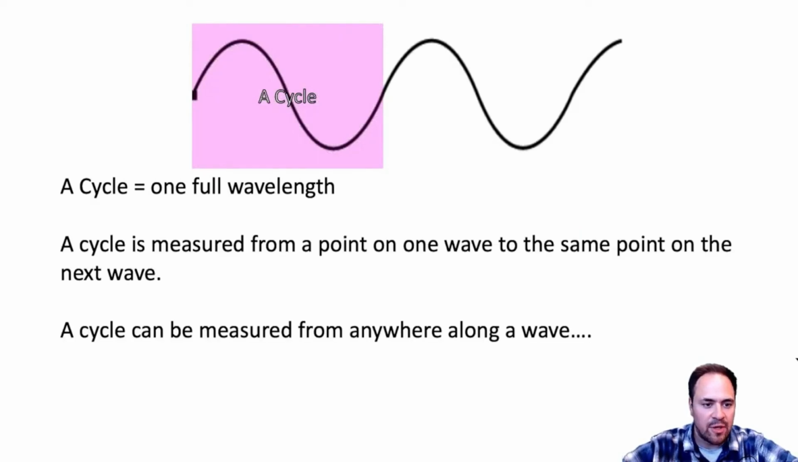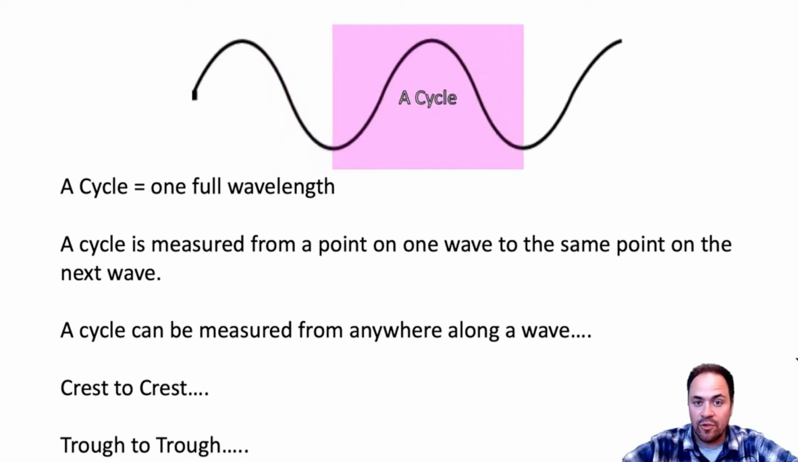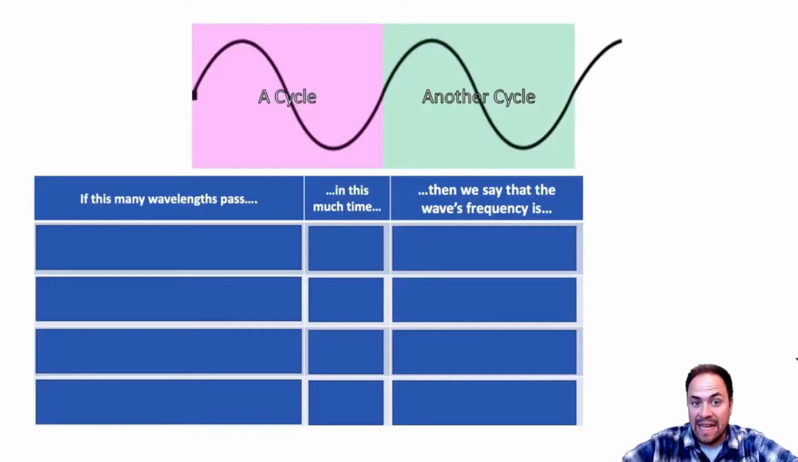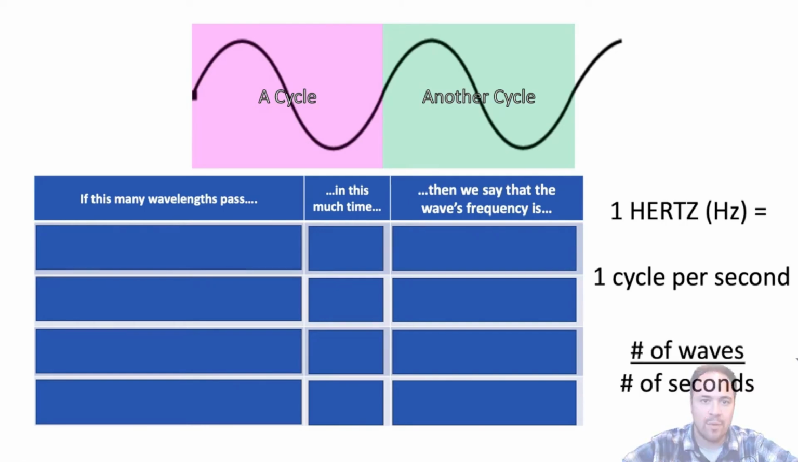And a cycle can be measured from a point on one wave to the same point on another wave. And so that means you would measure either from crest to crest, or you could measure from trough to trough, or really anywhere in between, as long as the 2 points that you pick are the same points on each wave. Now we refer to cycles per second in the unit of hertz. So 1 hertz is 1 cycle per second, and that's the number of waves that happen over the number of seconds.